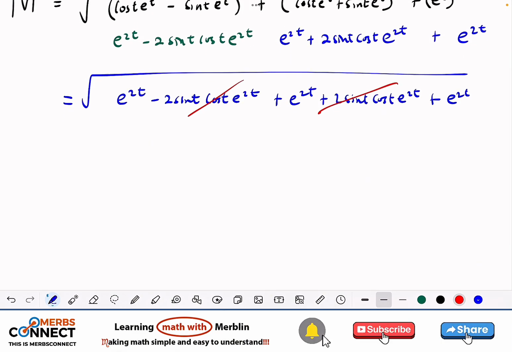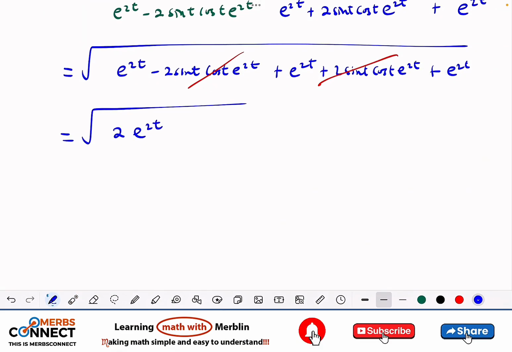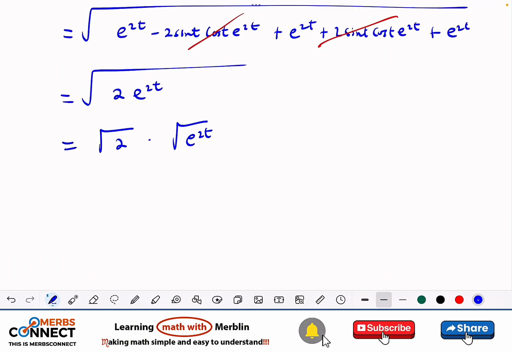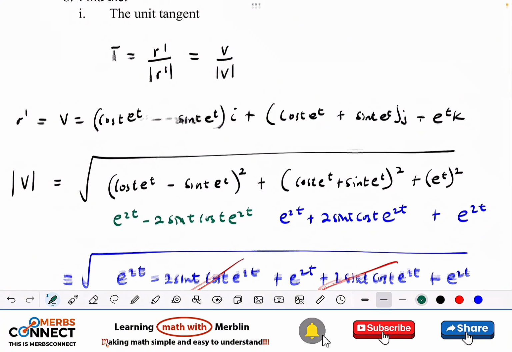And then this one will be left with the square root of, so I have this and this. When I add, I'm going to have 2e to the power 2t. And this is the same as square root of 2 times square root of e^(2t). And this is the same as e to the power t all squared, and then the square root cancels the square. So it means that this is basically equal to root 2 e^t. So that is the magnitude of v.